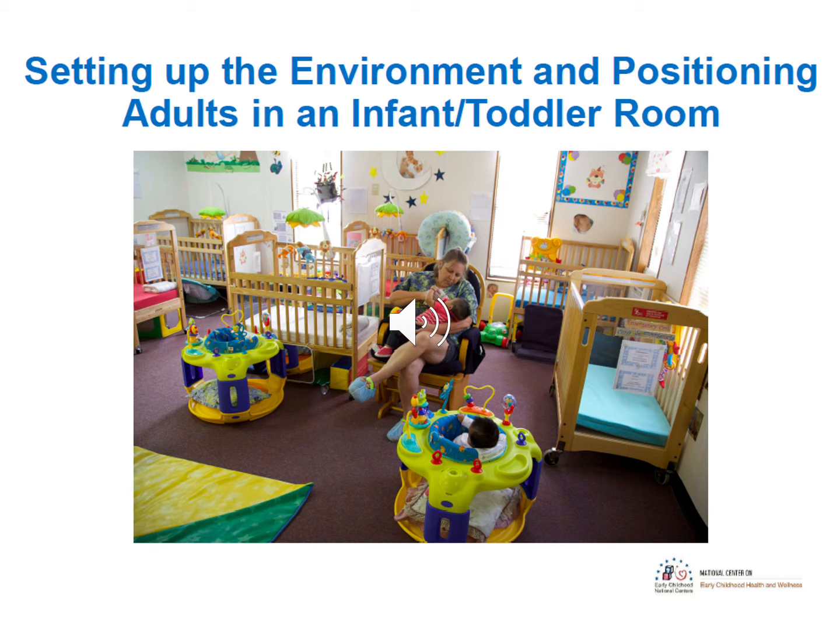Setting up the environment and positioning adults in an infant toddler room. Remember, with an infant toddler room, yes, we have less children, but we must make sure that we keep line of sight for our children when we're doing an activity. Now in this picture, she's feeding one child while she's watching the other one in the walker. So this works. She's positioned herself in between the cribs and she's actually facing the other child. So she can keep an eye on both children as she feeds the first child.